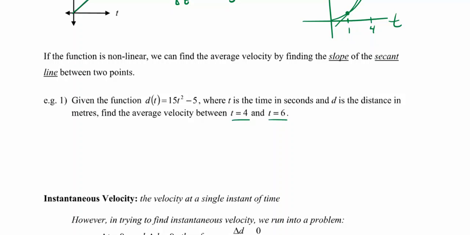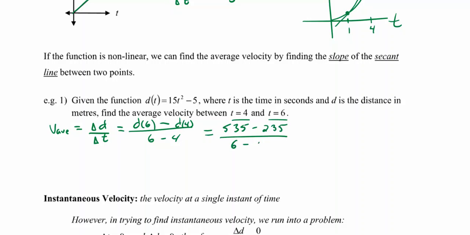If we were going to do that, then the average velocity, V average, will just be my change in distance over a change in time. A way of writing this for distance, that's my Y values in this case, you could say that was D6, the distance at 6 seconds, minus the distance at 4 seconds, over 6 minus 4. When you find the distance at 6 seconds, you just plug 6 into that. I won't do that step. You'd end up getting 535 minus 235 over 6 minus 4, and that comes out to 150 meters per second.